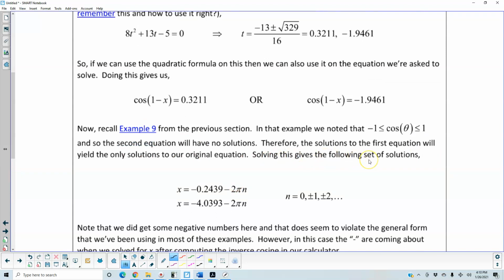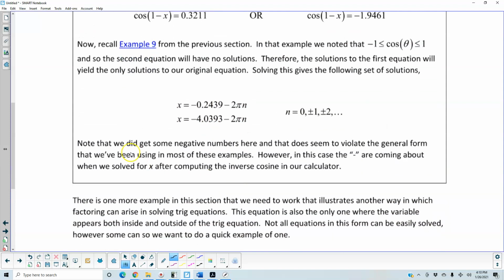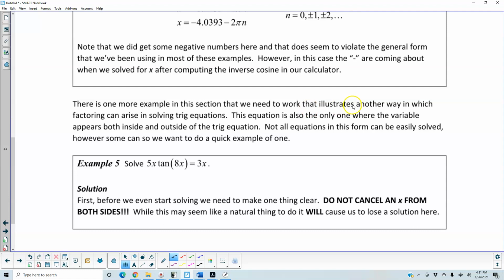Solving this gives us the following set of solutions. x is going to equal -0.2439 minus 2 pi n, and x is going to equal -4.0393 minus 2 pi n. Now note that we did get some negative numbers here, and that does seem to violate the general form that we've been using in most of these examples. However, in this case, the negatives are coming about when we solve for x after computing the inverse cosine in our calculator.